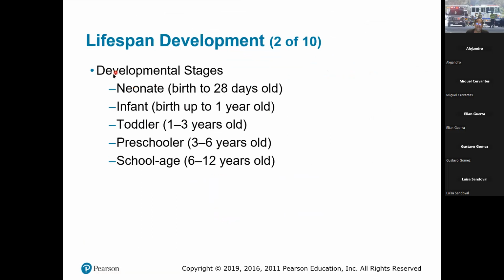Okay. Developmental stages. You need to memorize these. Neonates are from birth to 28 days. Some books will tell you 30 days. Infant is from birth to 1 year of age. A toddler is 1 to 3 years of age. Preschooler is 3 to 6 years of age. And school age is 6 to 12 years of age.